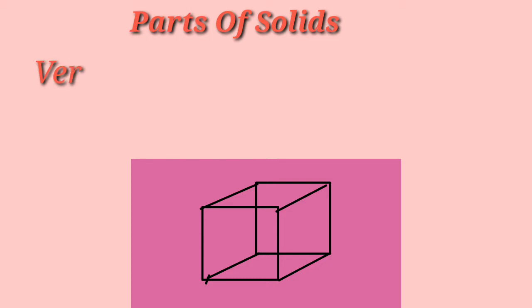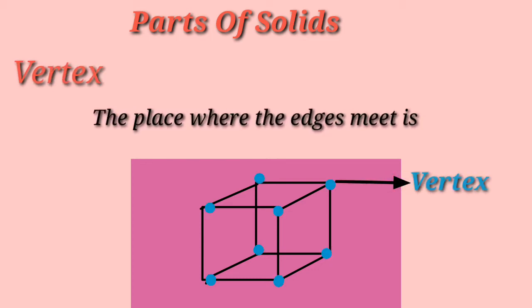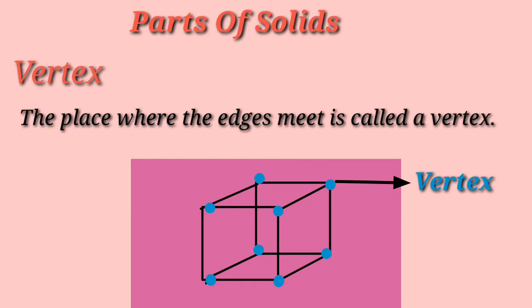Next important part of a solid is vertex. What do you mean by vertex? The place where the edges meet is called a vertex. A vertex is usually denoted with a point. In this figure, you can easily identify the vertices and count the number of vertices of this solid.